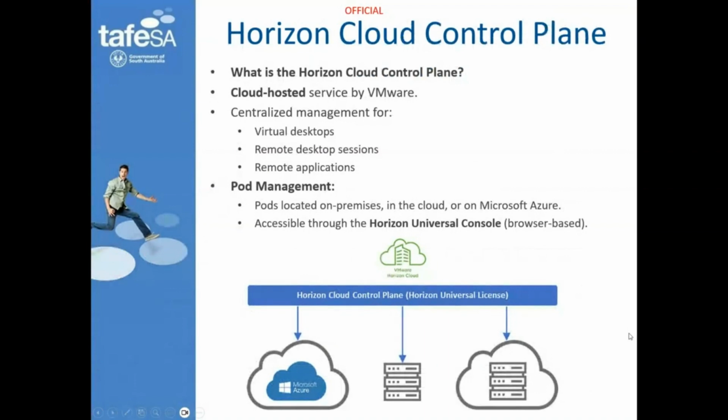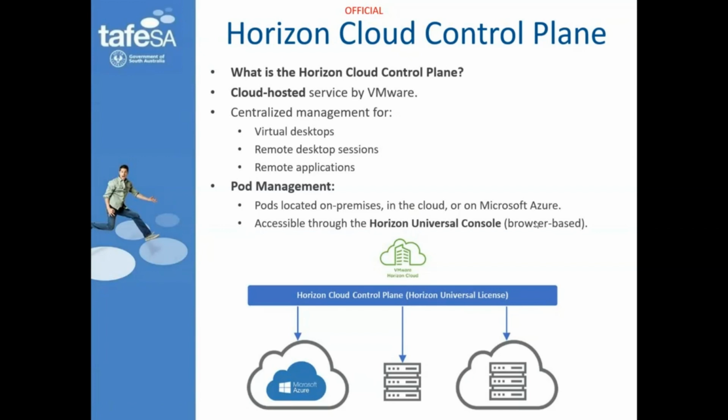So we said that for the public cloud, we need the Horizon Cloud Control Plane. What is it? It's a cloud-hosted service by VMware. It allows centralized management of your virtual desktops, remote desktop sessions, and remote applications. With this, we can manage pods. Pods are basically a group of services and servers that host your devices. Pods are located on-premise, in the cloud, or on Microsoft Azure. Remember, you were asking for that turnkey solution. If you choose to use Horizon with Microsoft Azure, they have pretty much a solution for you.